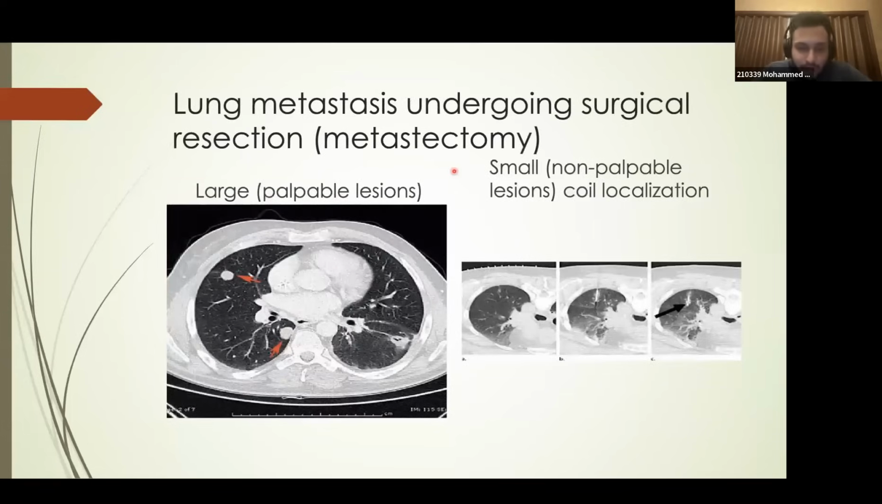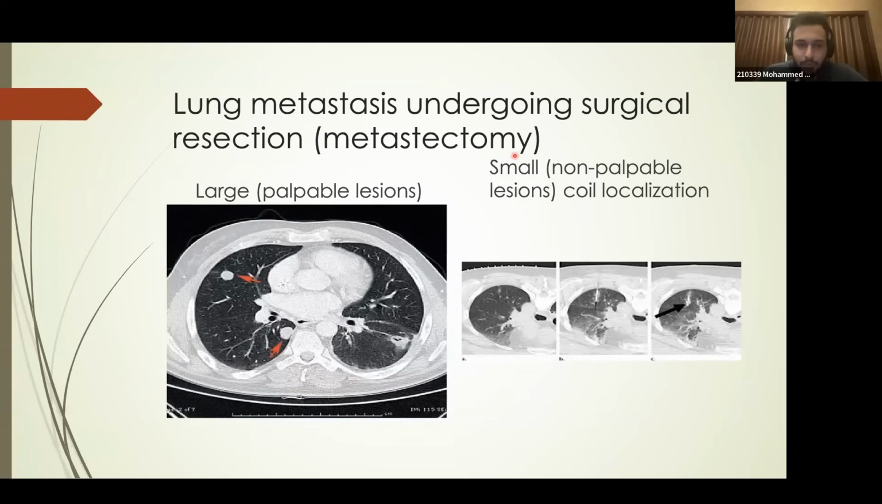Now you're treating the patient. The patient had a tumor somewhere that metastasized to the lung. Now you're trying to remove the lung lesions. If it's a very large palpable mass, you can just remove it surgically. If not, you have to do something called coil localization. The exact reason or what this is, I am not too fully sure about. I'm very sorry about that. But just know, small non-palpable lesions for a metastasectomy, you do coil localization. That's basically the concept here.